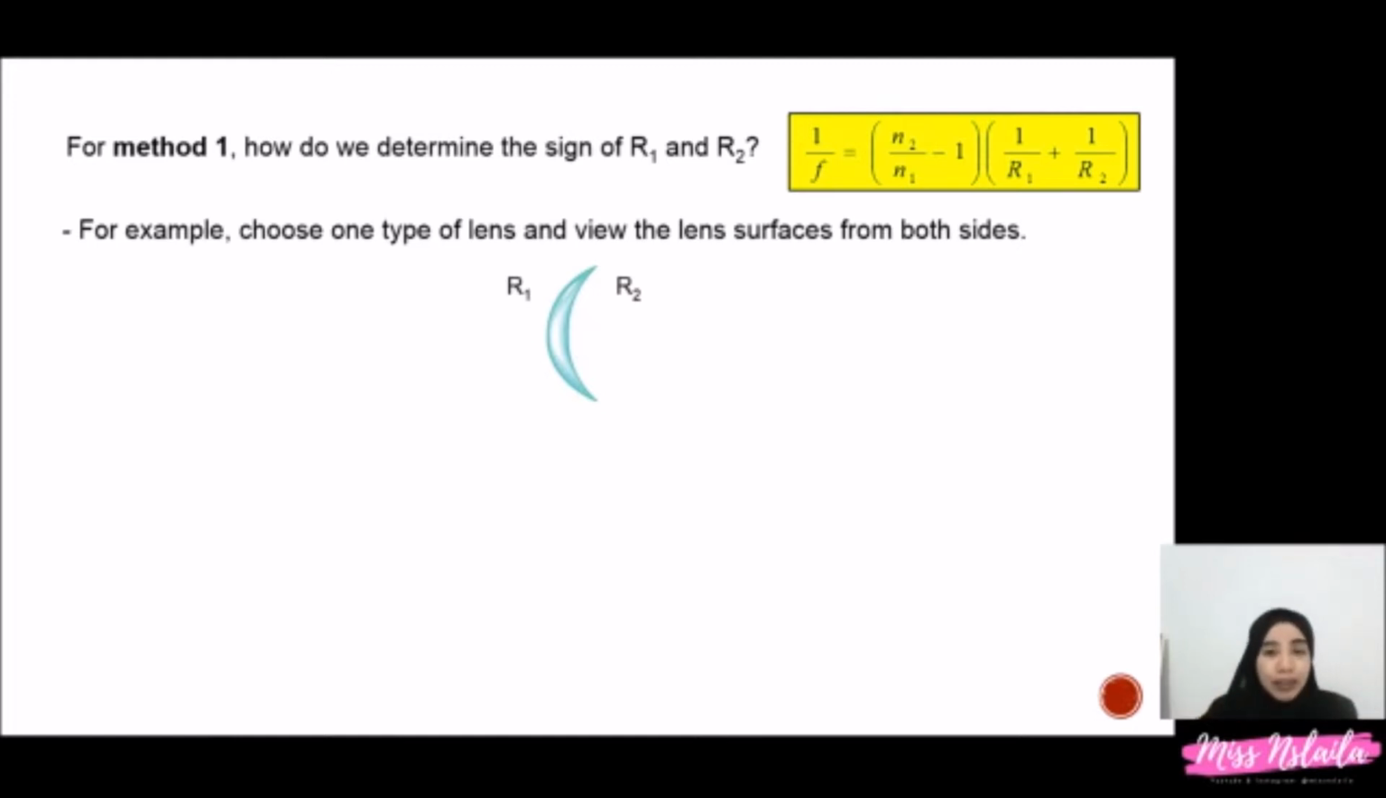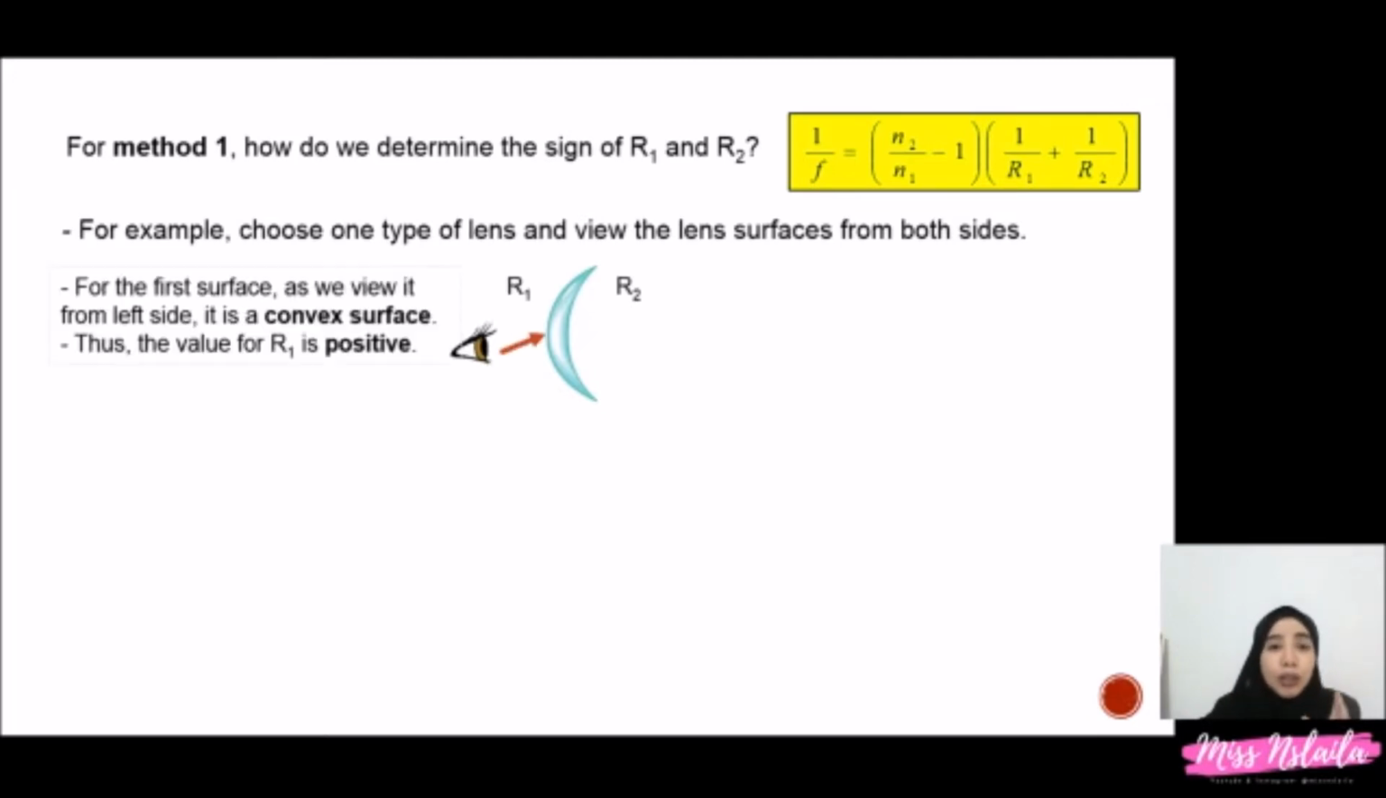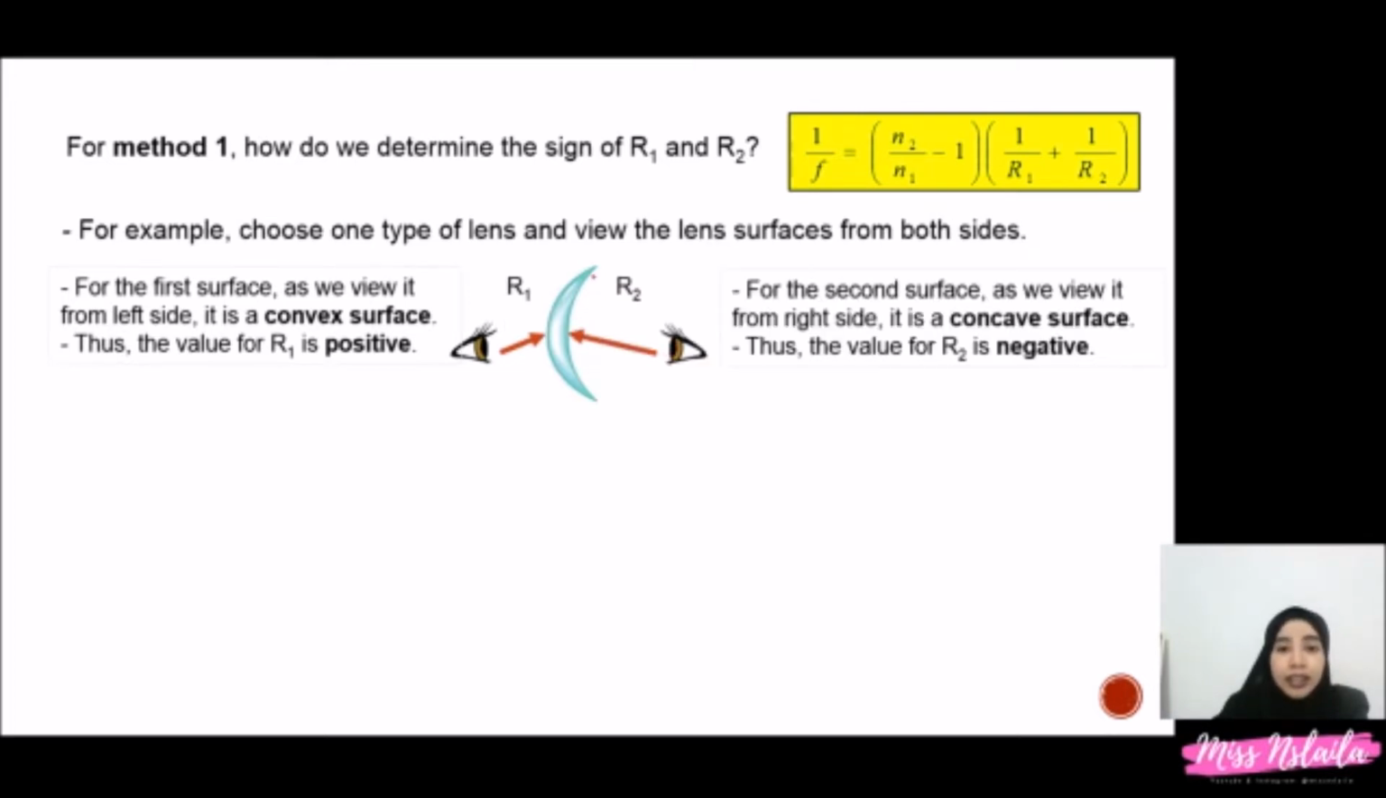Okay, for this method, we need to look from both sides. You have to look from two directions. So we are going to look from this side. If you look from here, from your view, this surface is convex. It bulges toward your eyes. So R1 will be positive. And then for the second surface, we look from this side. Okay, this surface is concave. It is concave from your eyes. So the value for R2 is negative. So if you want to use method 1, which is this equation, you need to determine positive and negative of R by using this method.